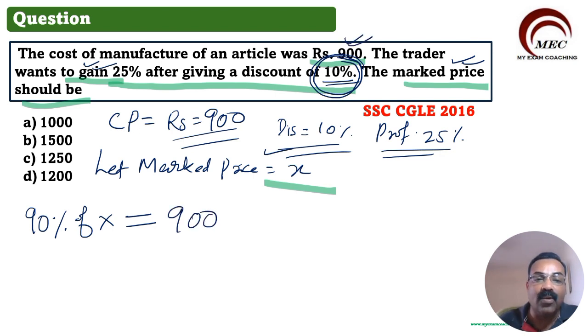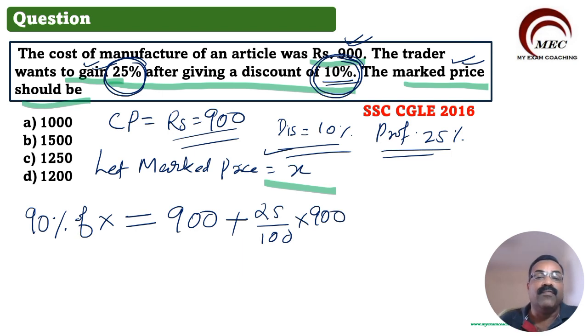That 900 rupees plus how much gain, how much profit does he want? He wants 25% profit, so 25% of 900. Now from this equation, we have to find out what is X. Understand this very clearly, why I have written it like this. 90% of X.